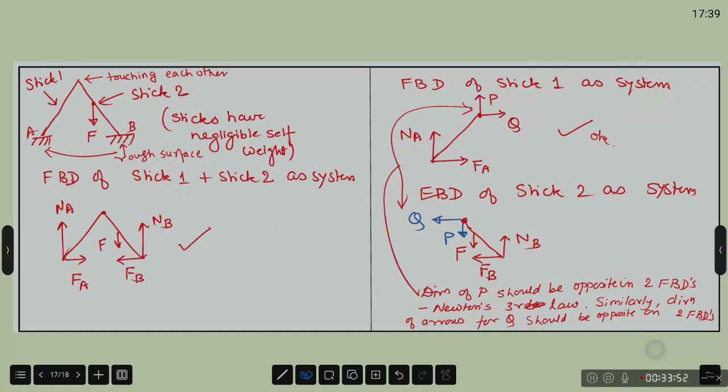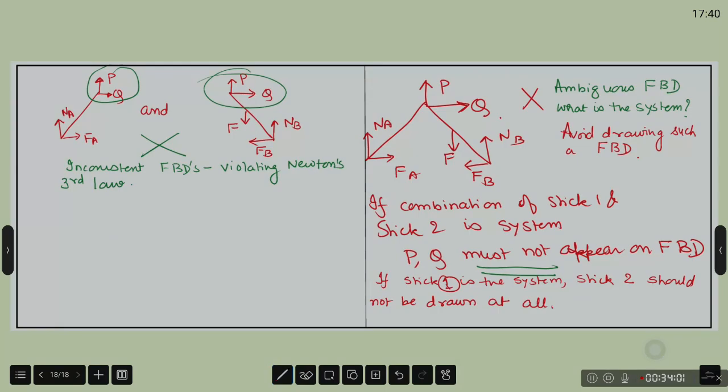Yeah, it's the same thing I was saying. This will make an inconsistent set of FBDs, P and Q shown on the other side. So that's one type of problem. Now this is the second type of common problem, and this is more common than the first one.